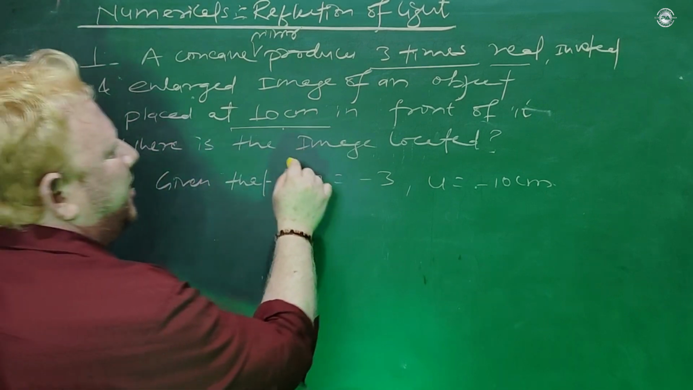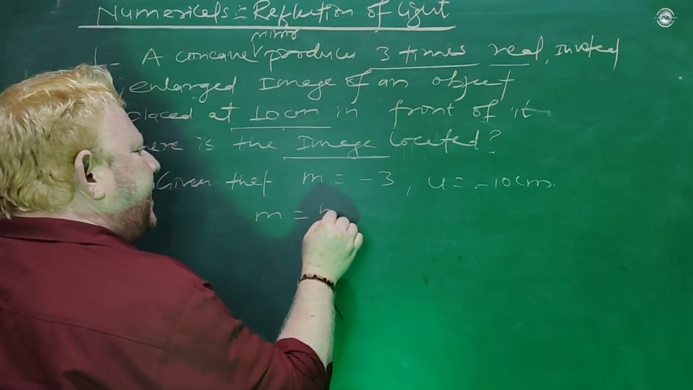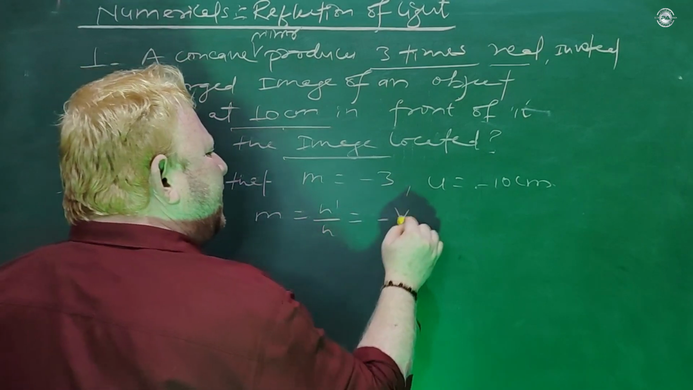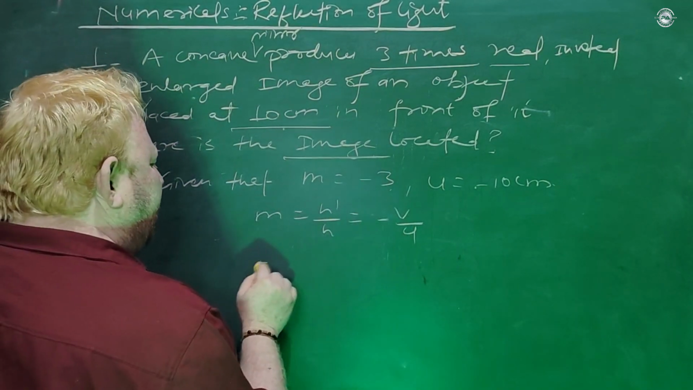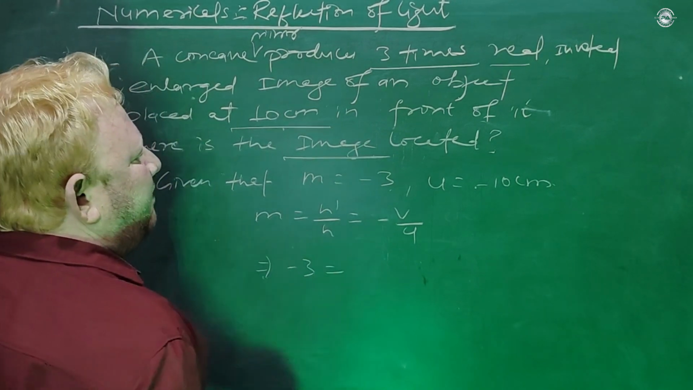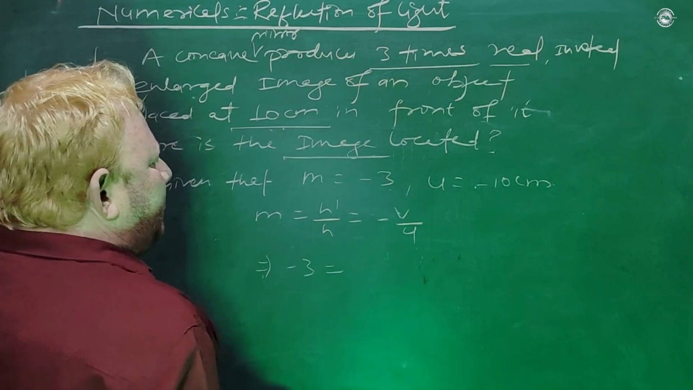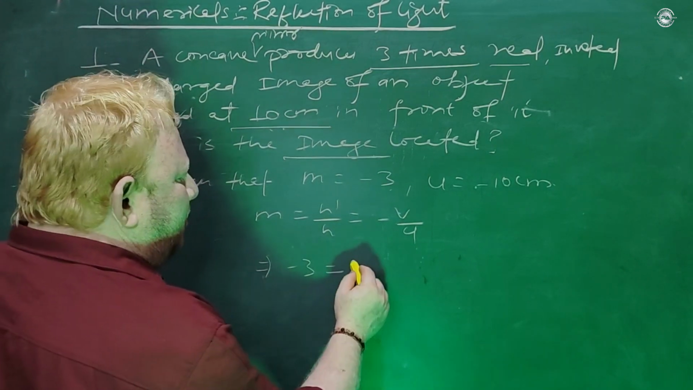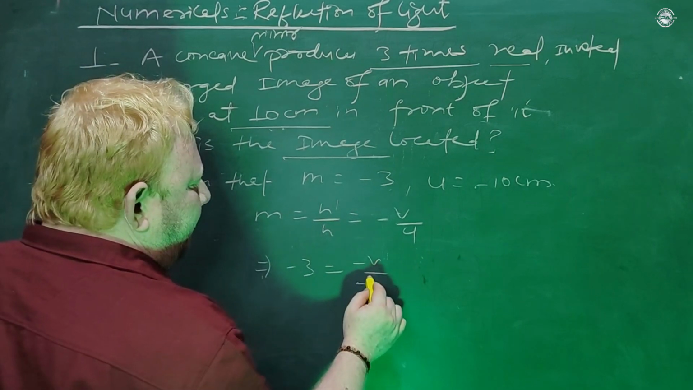Where is the image located? You know that m is equal to h dash by h is equal to minus of v by u, right? And this m is given as minus 3. Okay, I am writing minus 3. H dash by h you forget, v by u, where u is given. So can I take minus 3 equals minus of v by minus of 10.